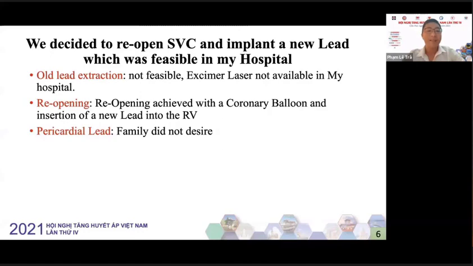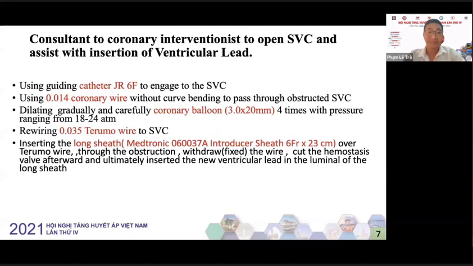Pericardial lead: the family did not desire it. So, according to the consultant, the coronary interventionist was asked to open the SVC and assist with insertion of the ventricular lead, using a guiding catheter, JR 6F, to engage the SVC.